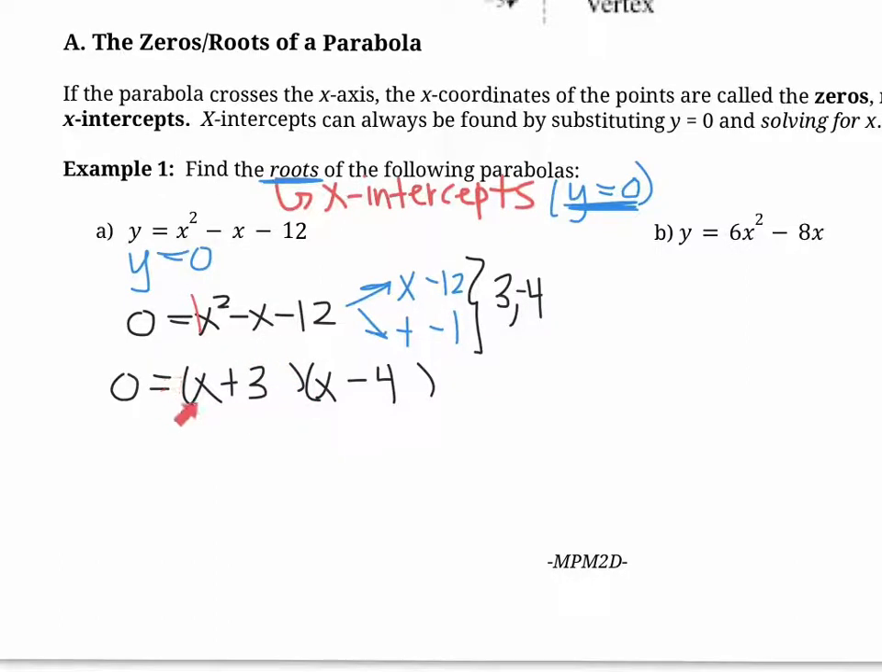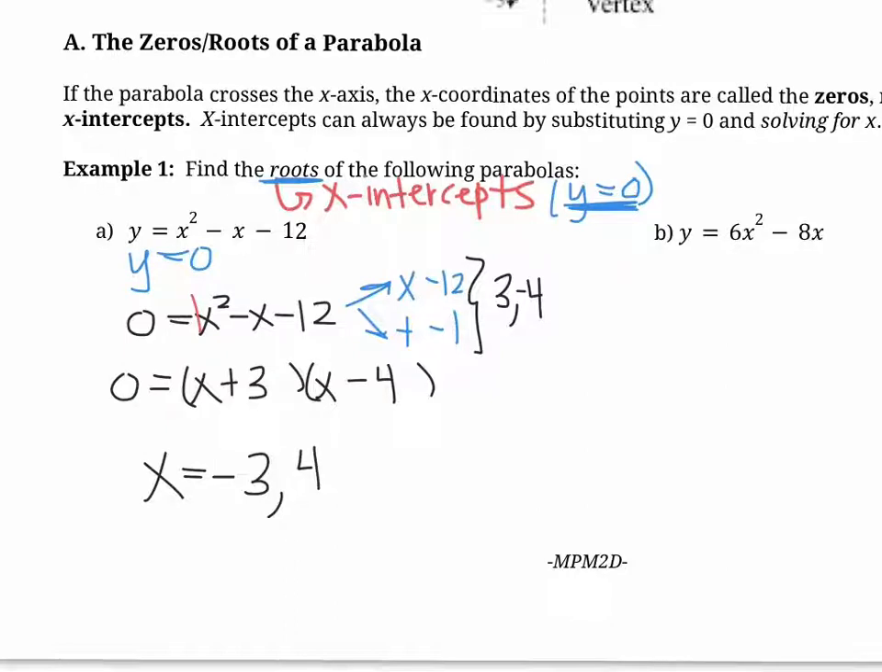What is the answer here? What can I plug in right here so that something +3 makes 0? And the answer should be -3. How about right here? What can I plug in right here so that something -4 is equal to 0? That something has to be 4.